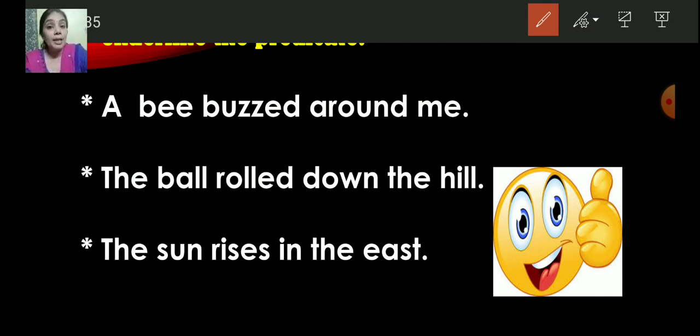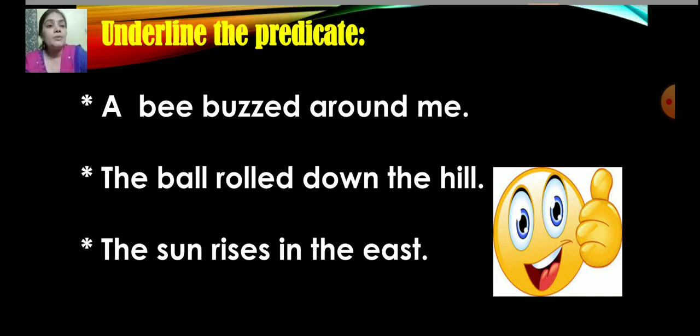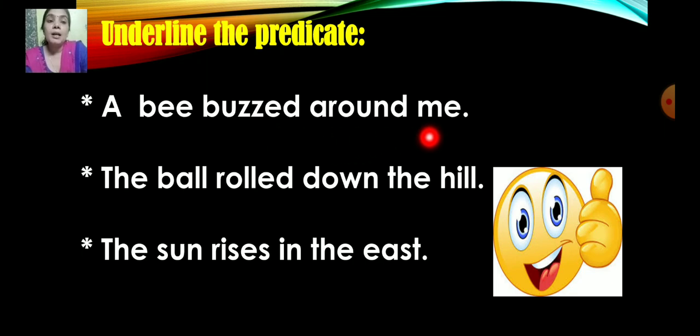Now we are going to underline the predicate. A bee buzzed around me. Okay, let's read the sentence first. A bee buzzed around me. The ball rolled down the hill. The sun rises in the east. I'll read again. A bee buzzed around me. The ball rolled down the hill. The sun rises in the east. So when you're reading itself, you will come to know which is the subject and which is the predicate.